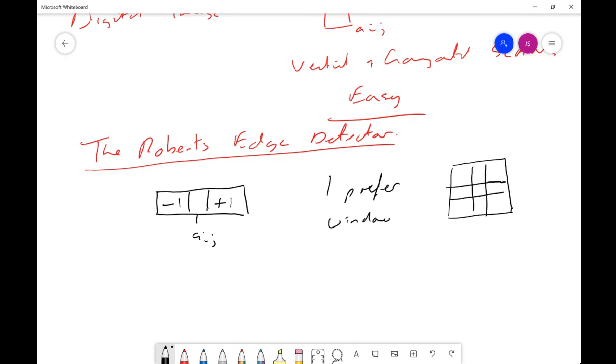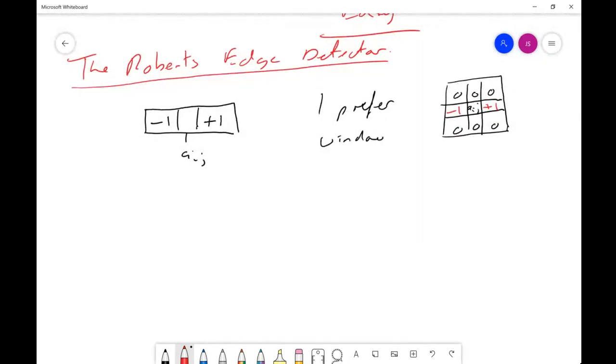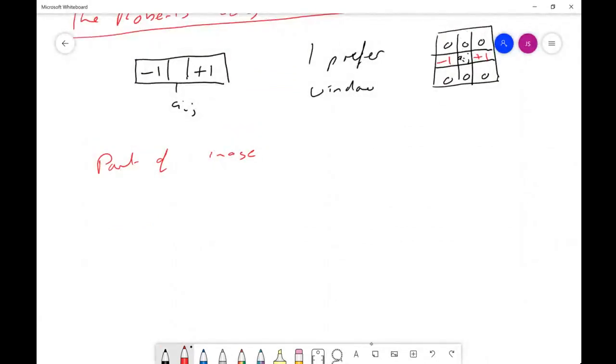And so the window operator for the Roberts, there is your A_ij in the middle. All the weights are 0, except the one before and the one after, which are -1 and +1. And of course, what this is going to do, it's going to measure the slope of the image as the window scans part of an image. Now, let's take an example of part of an image. And I'll do a 6x3 picture as an example.